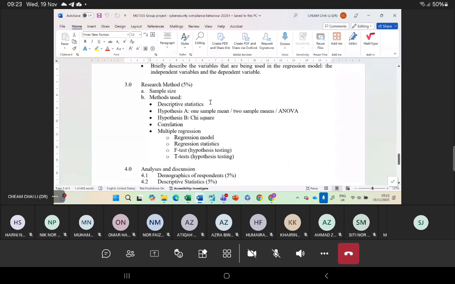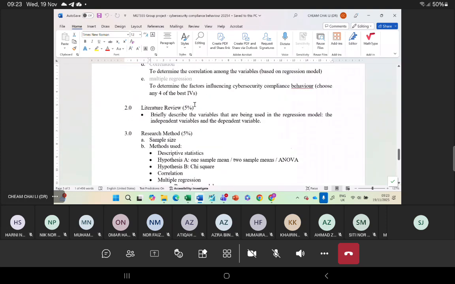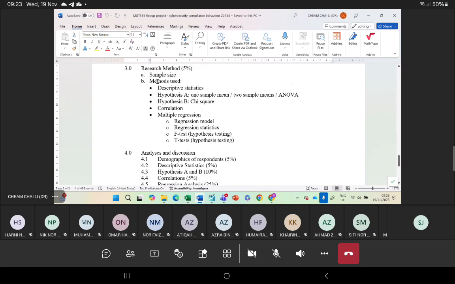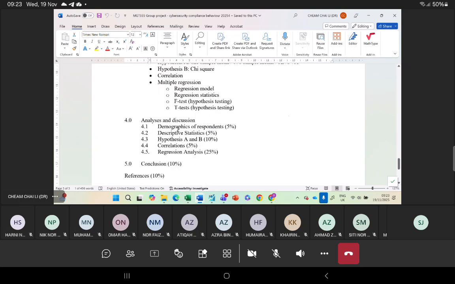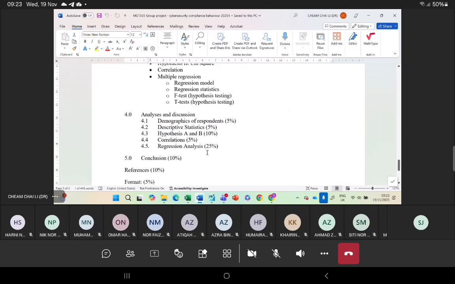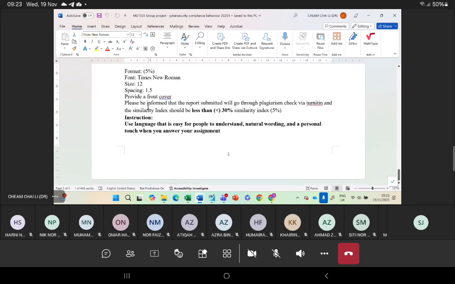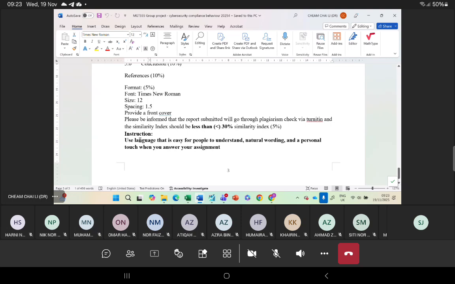Okay, and then these are the formats that you need to do, right? So kita ada analysis semua ni ada hypothesis A and B. Nanti saya akan explain, and then we have ANOVA. Okay, and then I want you to look at this also.